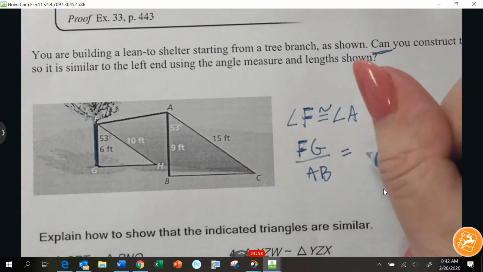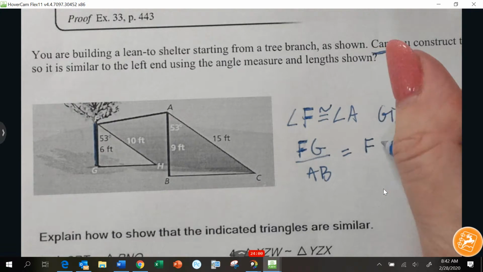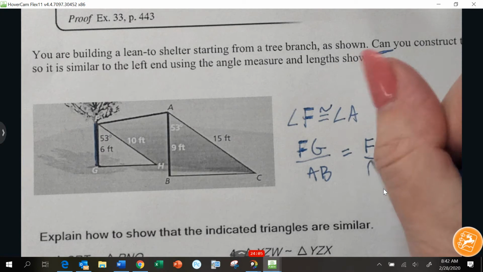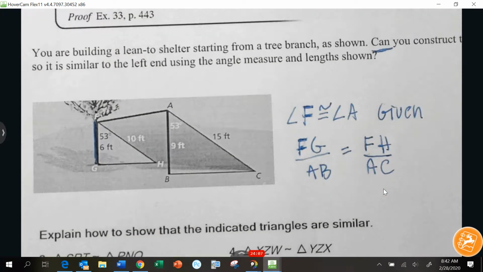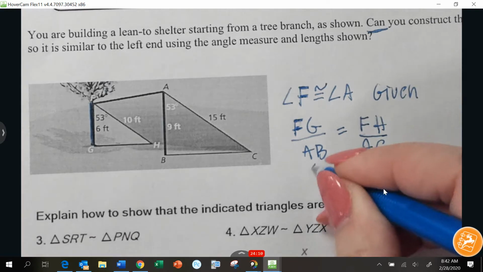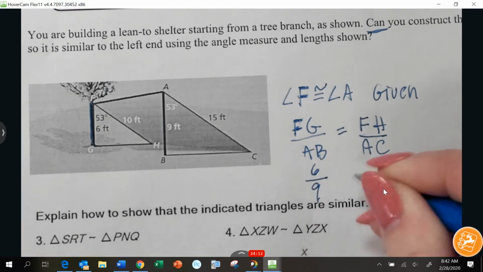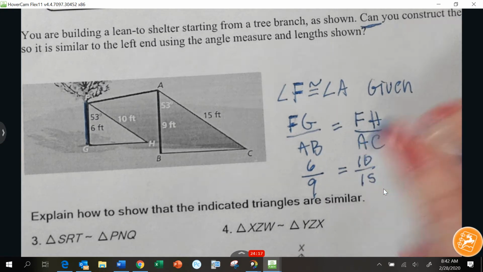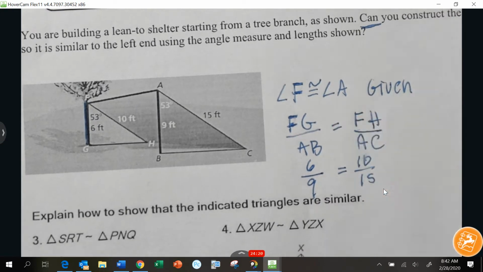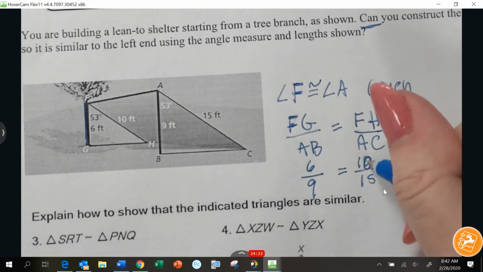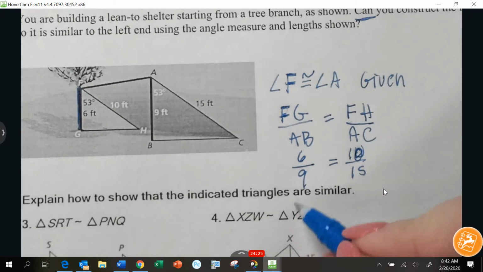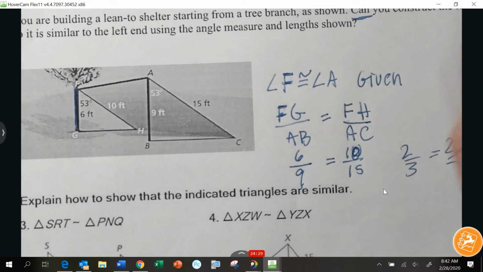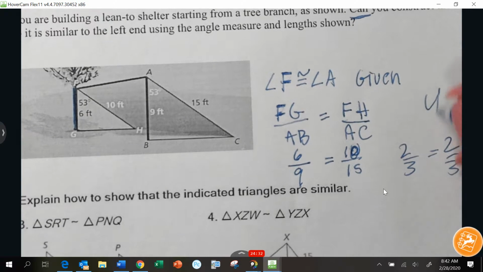So side FH has to be proportional with side AC. 6 over 9 has to equal 10 over 15. Does it? Oh. So if I reduce 6/9, I get 2/3. If I reduce 10/15 by 5, I get 2/3. So yes, these are similar.